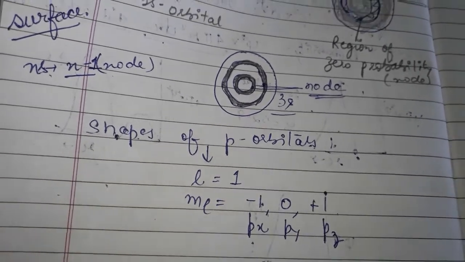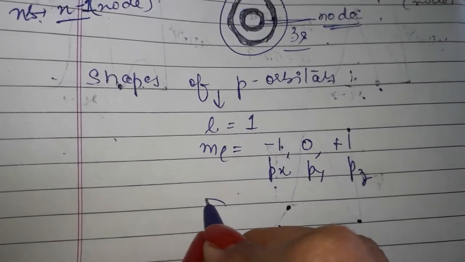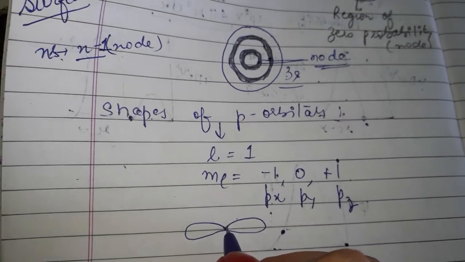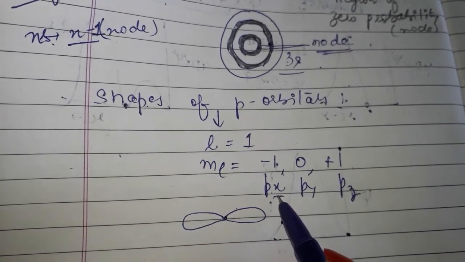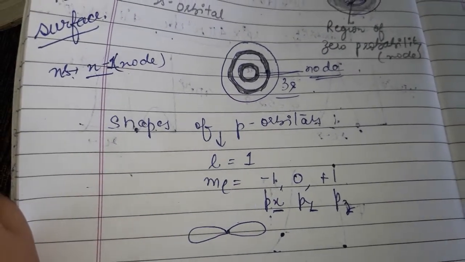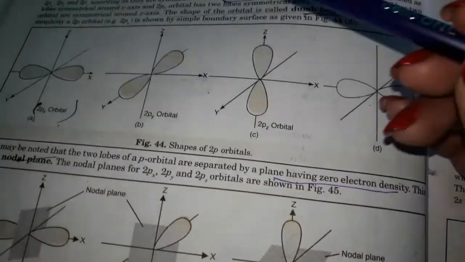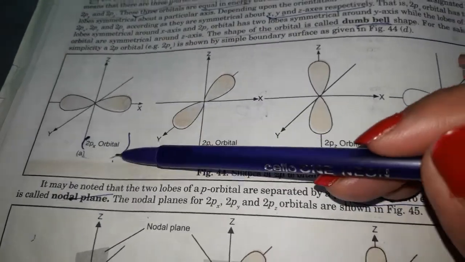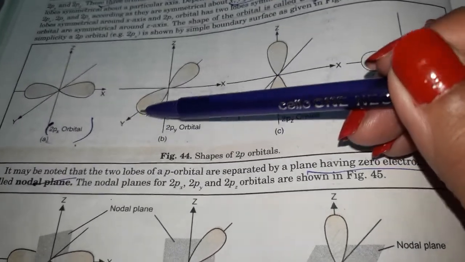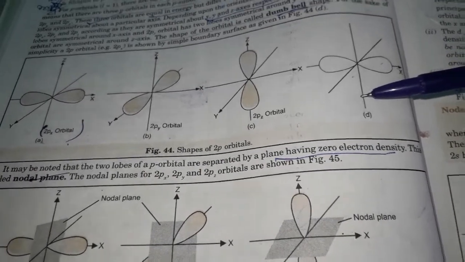Each orbital consists of two lobes symmetrical about a particular axis. One lobe is this and the second lobe is this. They are symmetrical about the x axis, y axis and z axis, but all will be the same. The shape of the orbital is dumbbell shape. You can note it down from this. This is the 2px orbital. It has two lobes symmetrical about the x axis. 2py is on the y axis, 2pz on the z axis. This is simply the x axis, y axis and z axis.